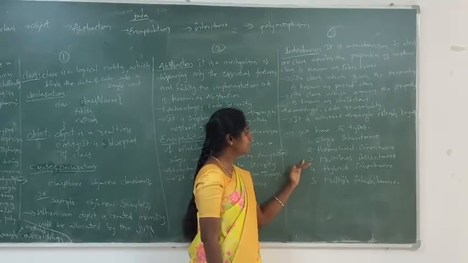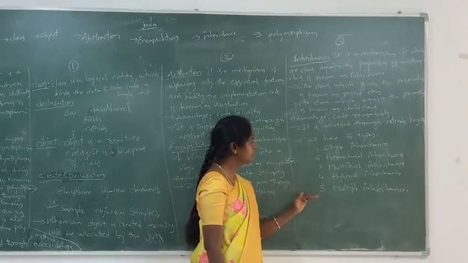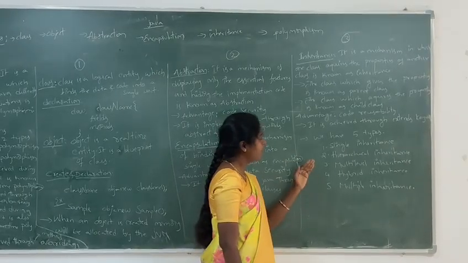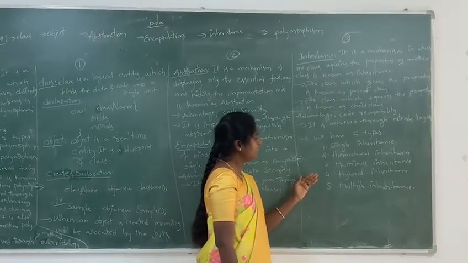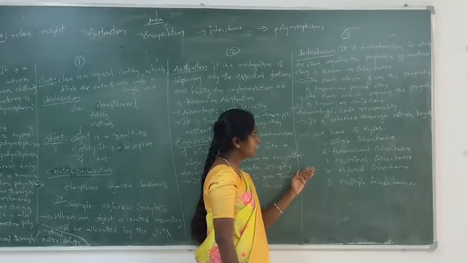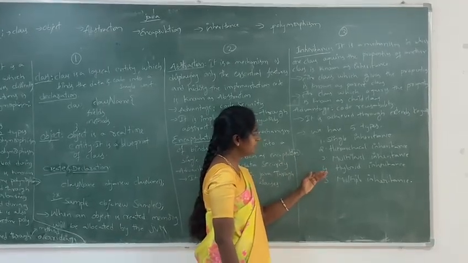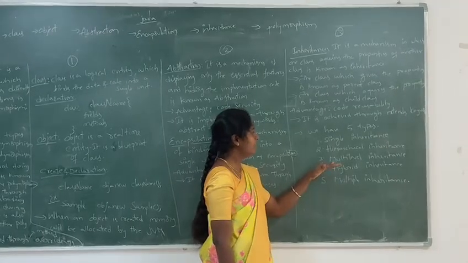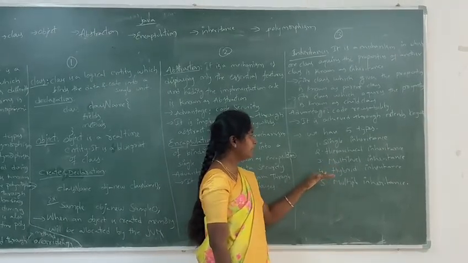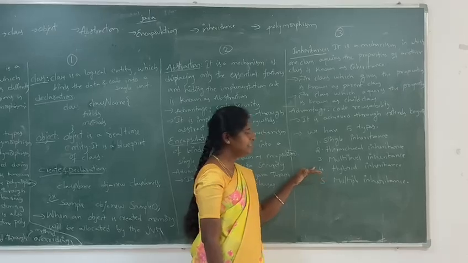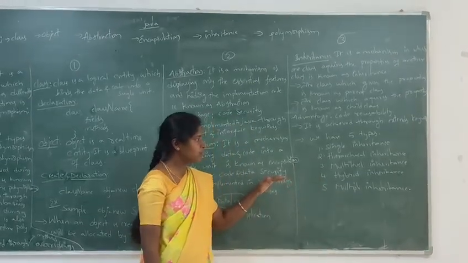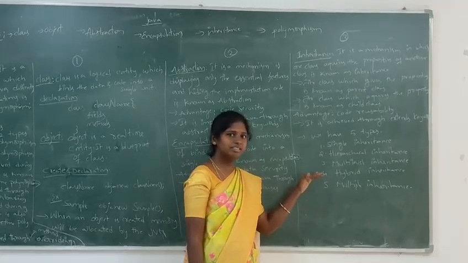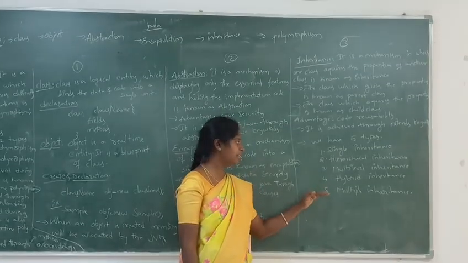Multi-level inheritance means one parent has one child, and again this child maintains the relationship to another child class. It is known as multi-level inheritance. Next, hybrid inheritance. Hybrid inheritance means a combination of two or more inheritances is known as hybrid inheritance.